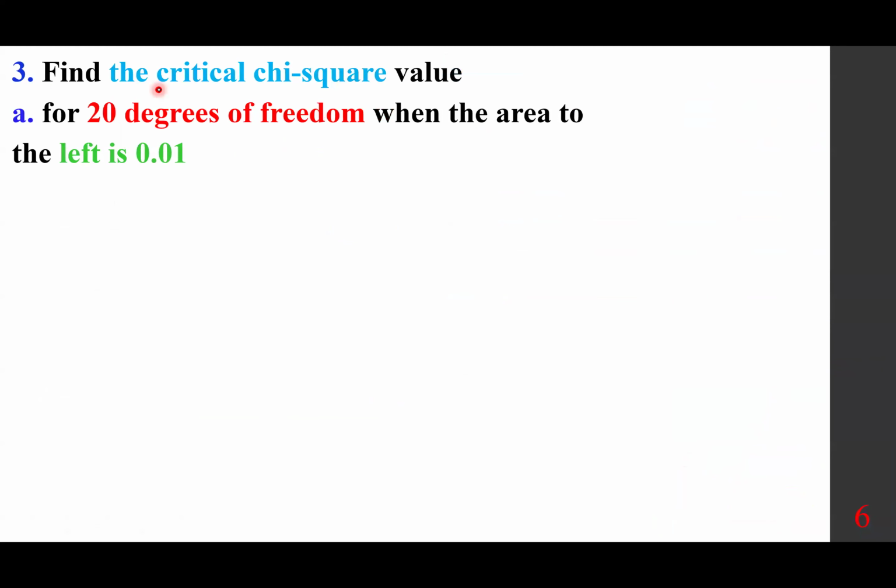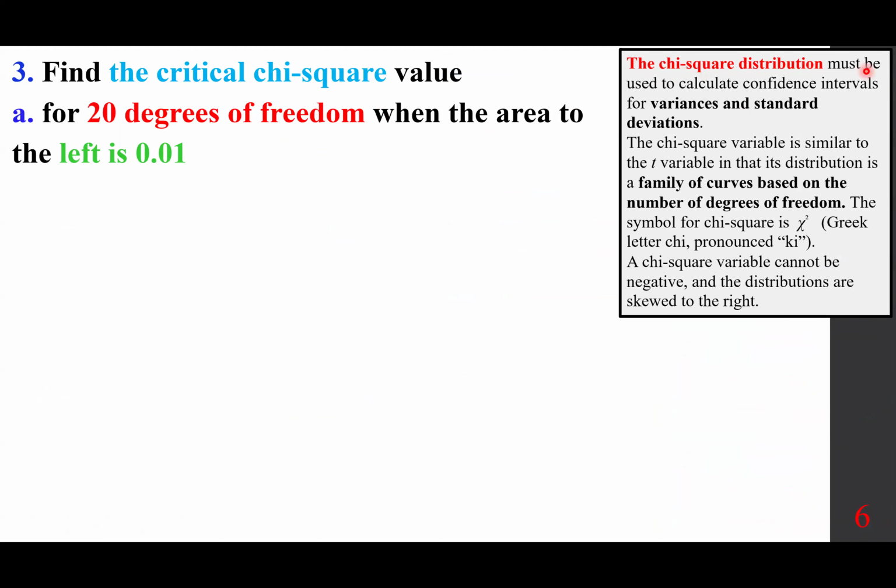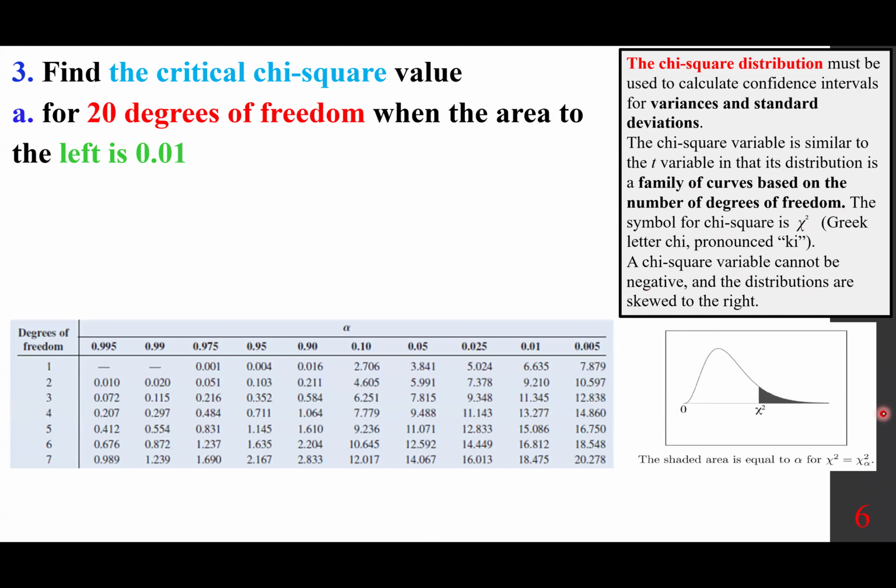All right, find the chi-square value for 20 degrees of freedom when the area to the left is 0.01. So chi-square, what about that? First and foremost, the chi-square distribution must be used to calculate confidence interval for variances and standard deviations. The chi-square variable is similar to the t variable in that its distribution is a family of curves based on the number of degrees of freedom. The symbol of chi-square is chi-square, Greek letter chi, pronounced chi. A chi-square variable cannot be negative, and the distributions are skewed to the right. So it's skewed to the right.